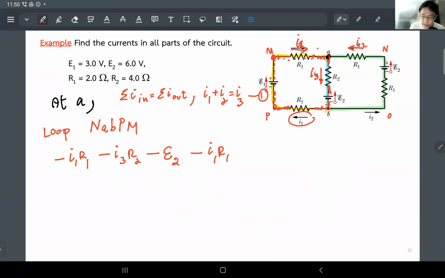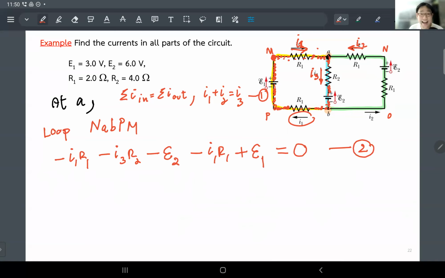Now I'm hitting the negative terminal of my battery. So I'm going from negative to positive terminal. I'm going uphill, positive potential change, E1. Keep walking, hitting the M, complete the loop. This summation gives you 0. You are done. Okay. This is equation number 2.